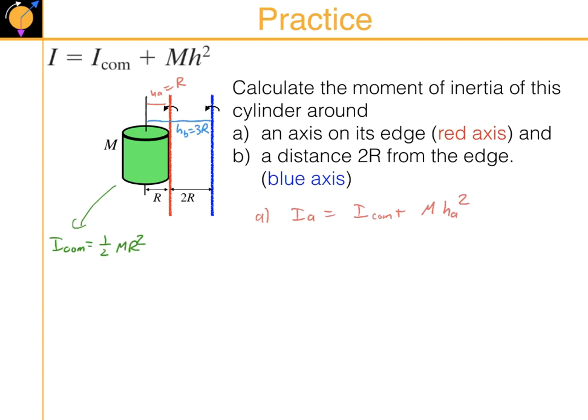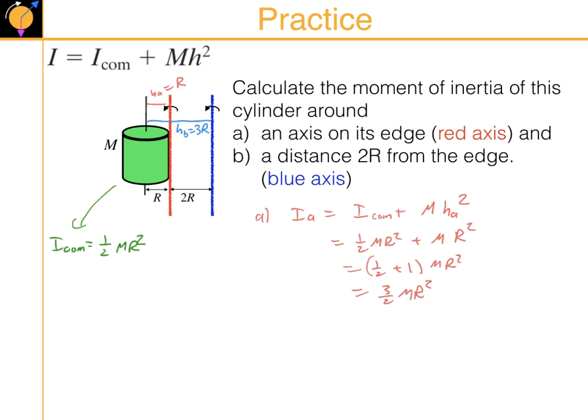So let's plug in what we know. So I center of mass is 1/2 mr squared, and then it's mass times the distance of the axis, which in this case is r squared. So we end up with 1/2 plus 1. I'm going to factor out that mr squared. So the moment of inertia is 1/2 plus 1, so it's 3/2 mr squared. So the moment of inertia to rotate this cylinder through its center of mass is 1/2 mr squared, but to rotate it through an axis on the edge, it's 3/2 mr squared.